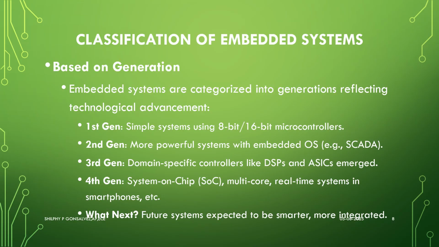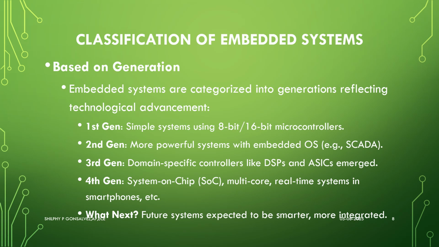Then comes the classification of embedded systems. Embedded systems are categorized based on various features. The first category is based on generation. Embedded systems are categorized into generations reflecting technological advances, which includes first generation, second generation, third, fourth, etc. The first generation includes simple systems that use 8-bit or 16-bit microcontrollers.